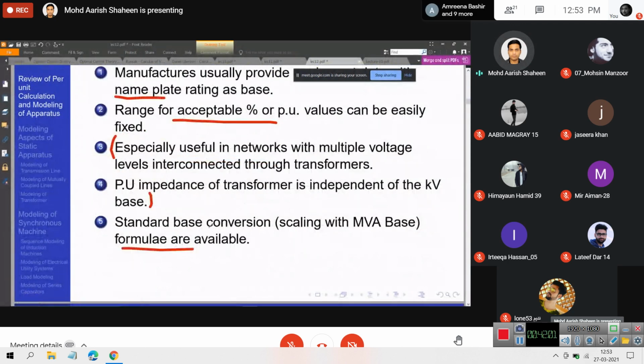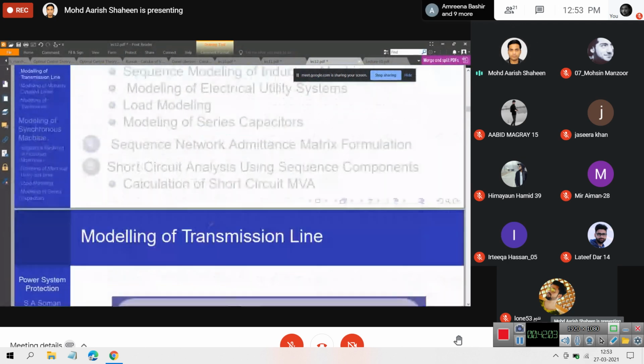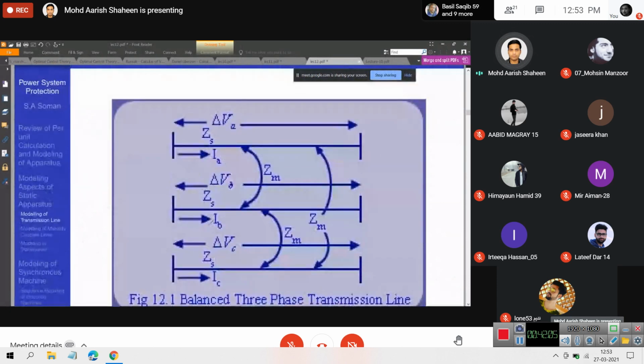And these formulas we have already seen. So let us look at modeling of different networks. Unless otherwise stated, all the voltages, all the impedances, etc., are in per unit. Okay, same is true for currents and so on and so forth. Let's look at a three-phase transmission line.